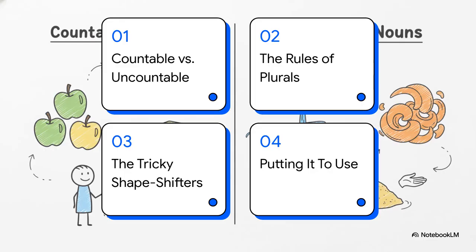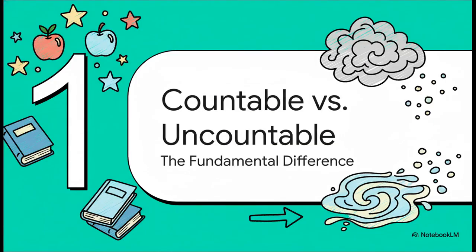So here's our game plan. We're going to break it all down in 4 simple steps. First, we'll look at the fundamental difference between countable and uncountable. Then, we'll dive into the rules for making nouns plural. After that, we'll tackle the tricky nouns that can be both. And finally, we'll put all that new knowledge to use. Okay, let's jump right in.